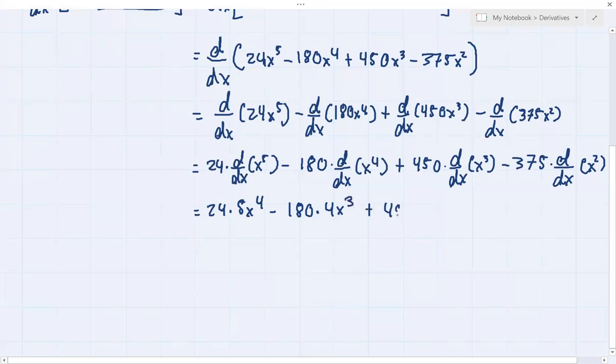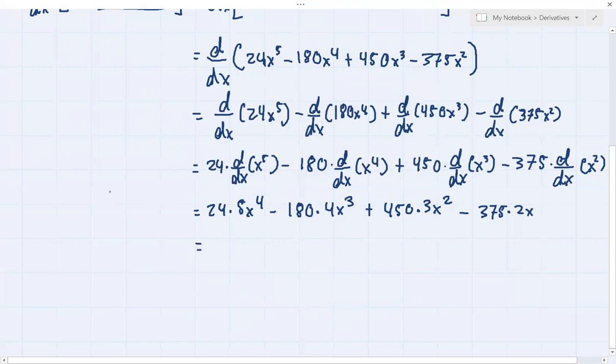Plus 450 times the derivative of x cubed. Same thing, power rule of differentiation. So, 3x raised to 3 minus 1. 3 minus 1 is 2. And last but not the least, minus 375 times the derivative of x squared. Same again, we have 2x raised to 2 minus 1. 2 minus 1 is 1, or just that. Now, let's simplify.